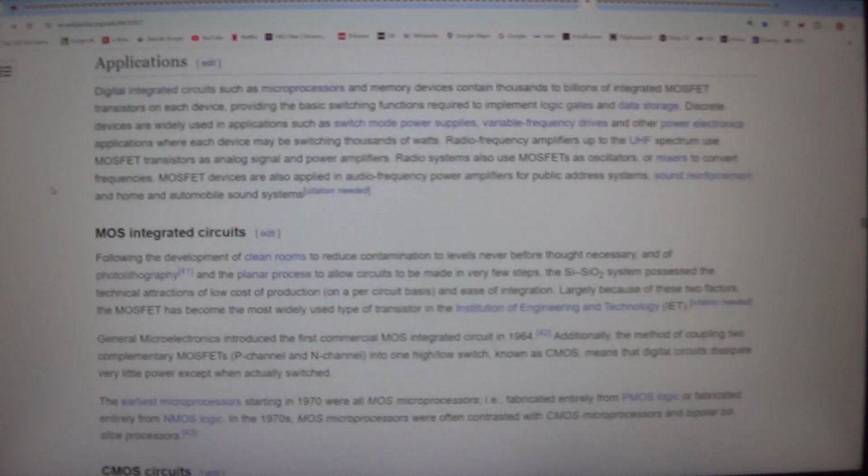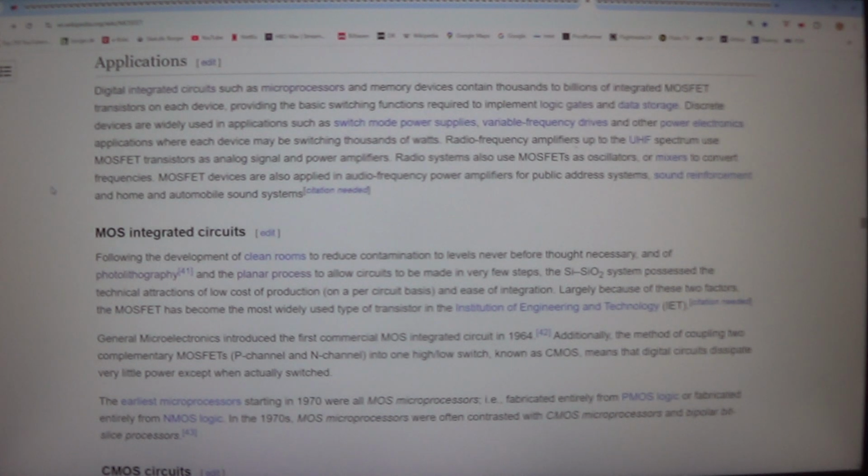Applications. Digital integrated circuits such as microprocessors and memory devices contain thousands to billions of integrated MOSFET transistors on each device, providing the basic switching functions required to implement logic gates and data storage. Discrete devices are widely used in applications such as switch mode power supplies, variable frequency drives and other power electronics applications where each device may be switching thousands of watts.